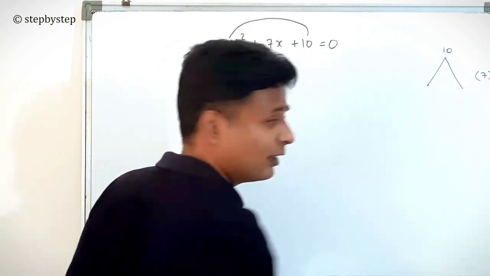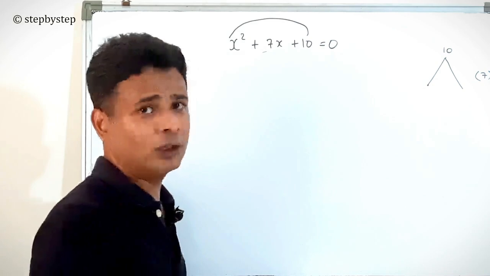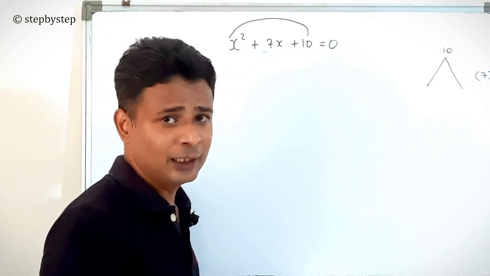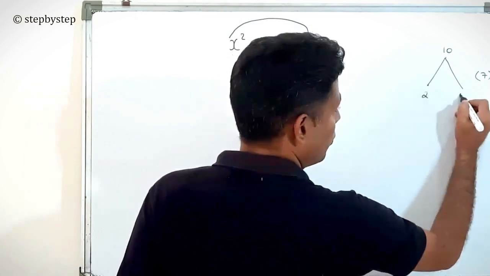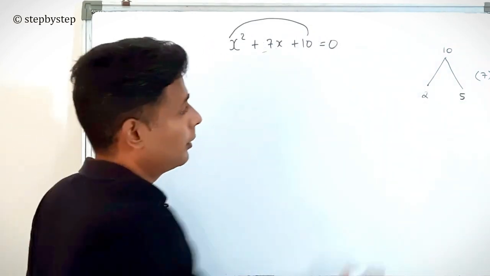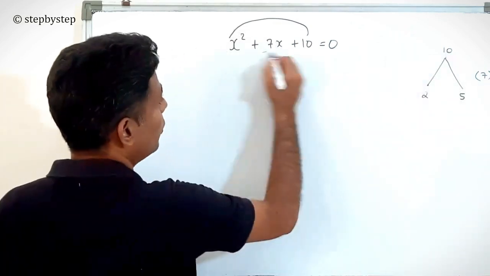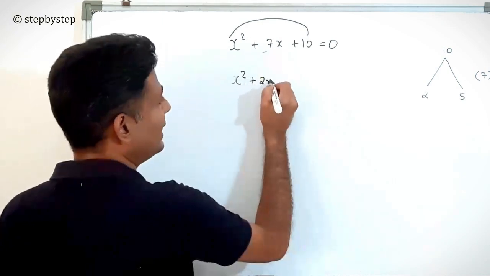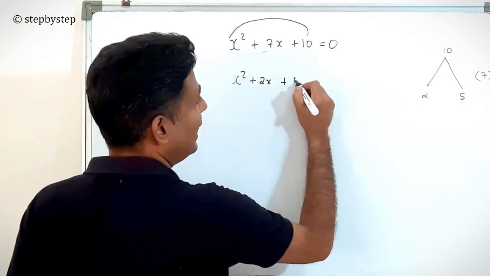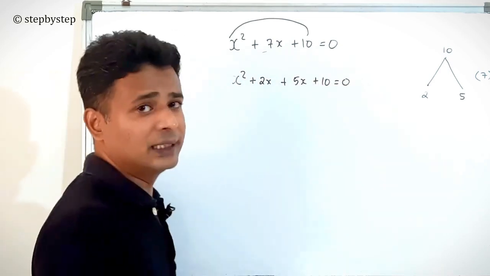So can you think of any two numbers which when you multiply you get 10 and when you add you get 7? If you want, pause the video, because after this I'll be showing you the answer. Pause the video, think of the two numbers and see if it is right. Alright, the two numbers I've got are 2 and 5. 2 plus 5 is 7, 2 into 5 is 10. So we split the middle term. First number is 2, so I'll write plus 2x. Second number is 5, I'll write plus 5x plus 10 equal to 0.